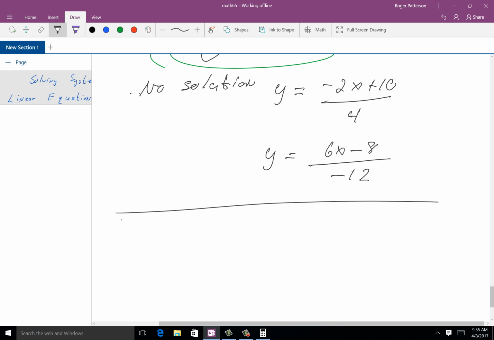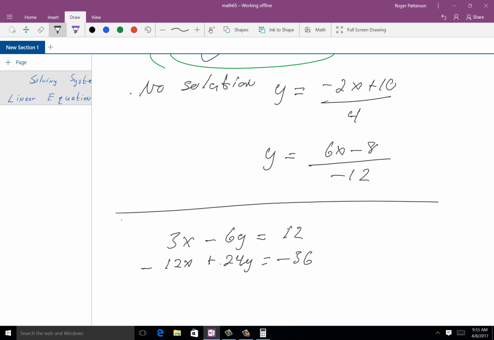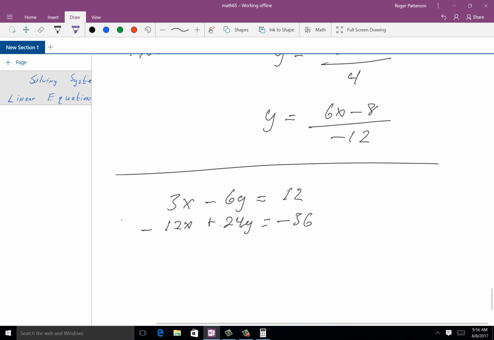All right, I'm going to set you up on another one. Okay? 3x minus 6y equals 12. And let's go with negative 12x plus 24y equals negative 36. Okay, pretty big numbers, two equations. Oops, not 36. What was I thinking? 48.